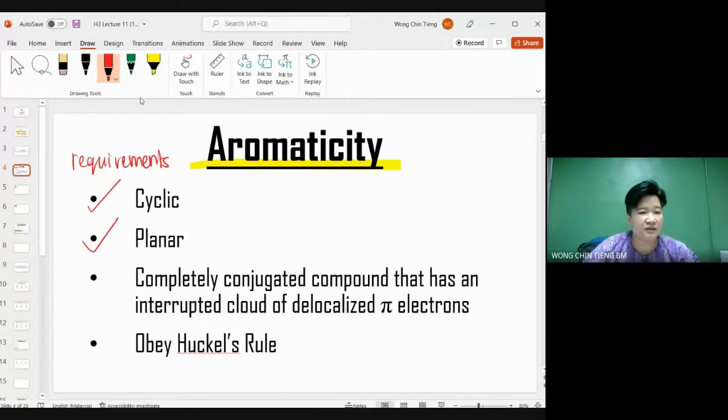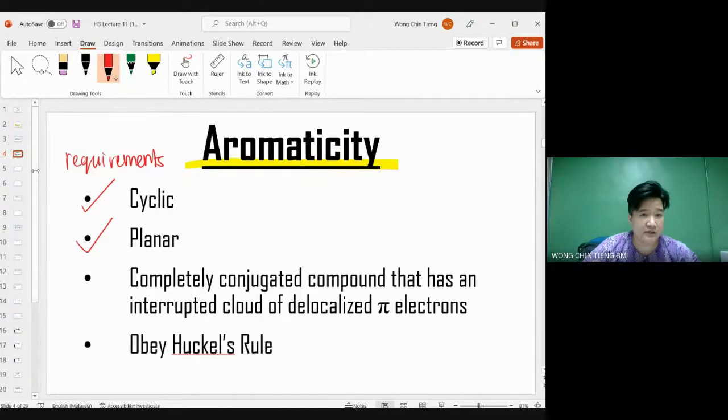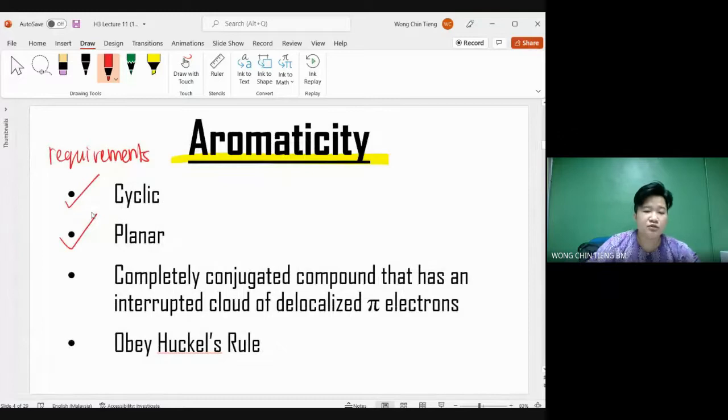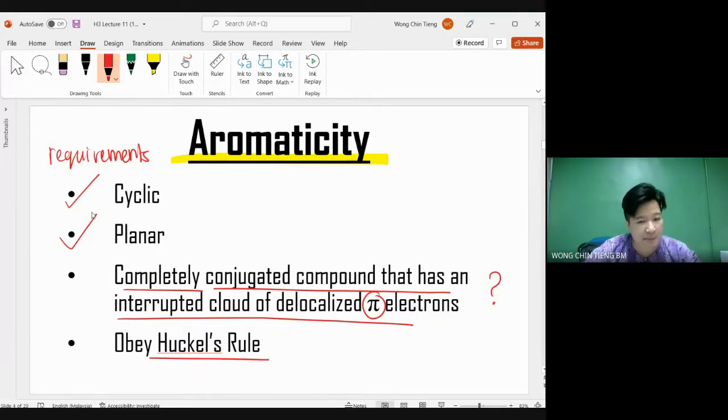Cyclic and planar always come together. You should know that all the cyclic compound are actually planar. Okay, semua cyclic kamu adalah planar. So you are having a cyclic, you are having a planar. Okay, the third requirement is a completely conjugated compound that has uninterrupted cloud of delocalized pi electron. I will show you what this is. And then Huckel's rule. Apa benda Huckel's rule? I will also show you in the example straight away.